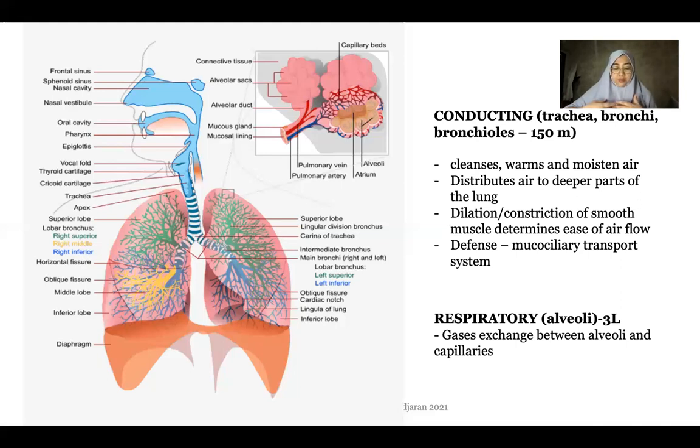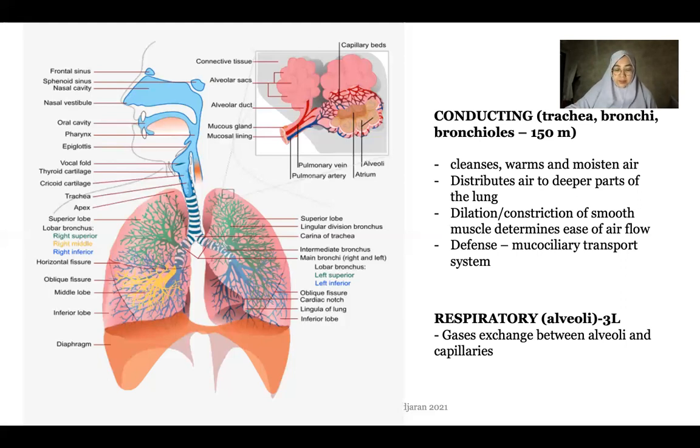The other parts of the conducting system, in particular the bronchioles, are very similar to the arterioles in that they control the flow through the system by changing their diameter. The bronchioles also have smooth muscle around them, which helps determine how easily air flows into the lung by changing the amount of contraction or relaxation of that smooth muscle. So those are the roles of the conducting portion of the system.